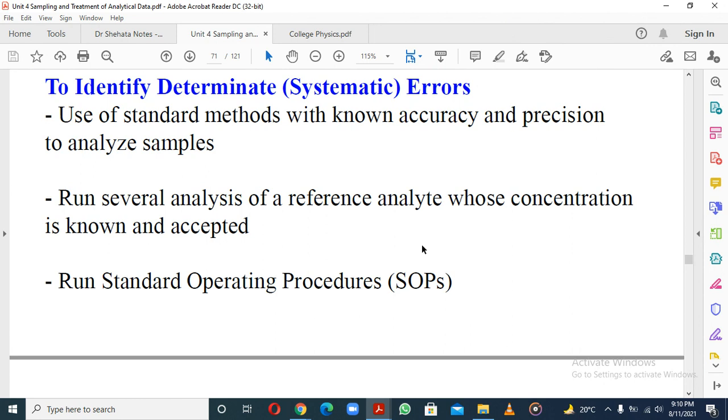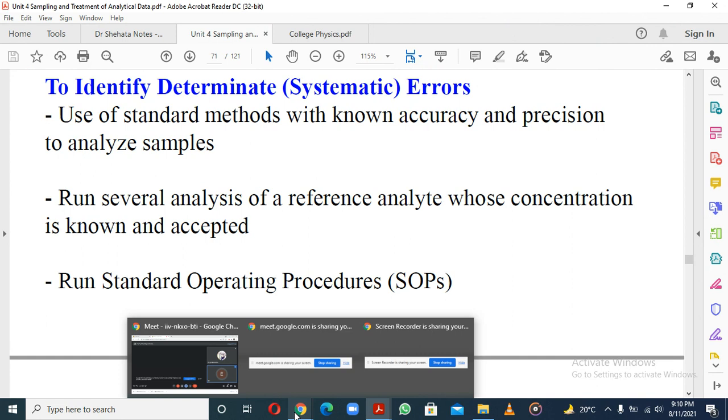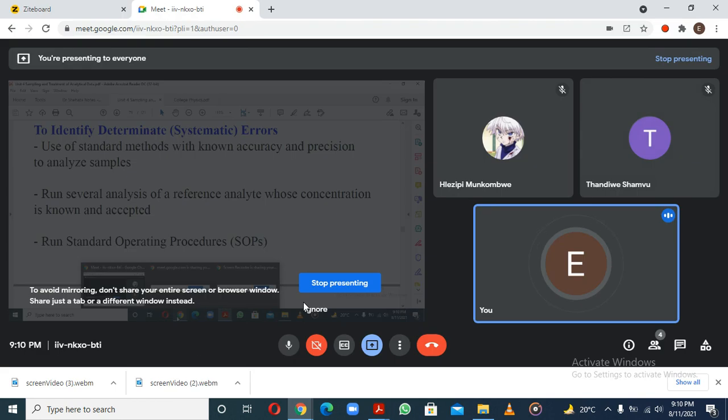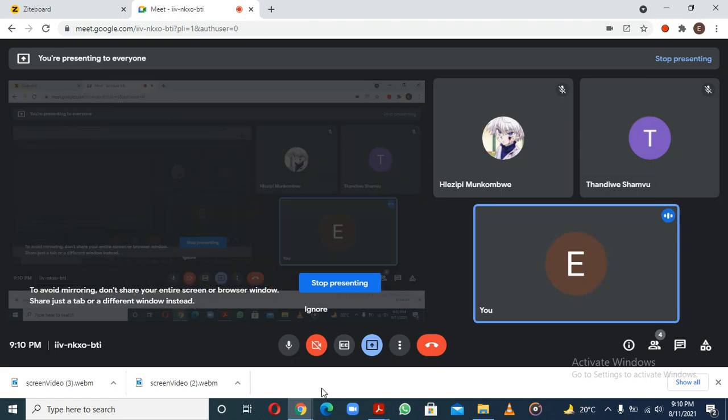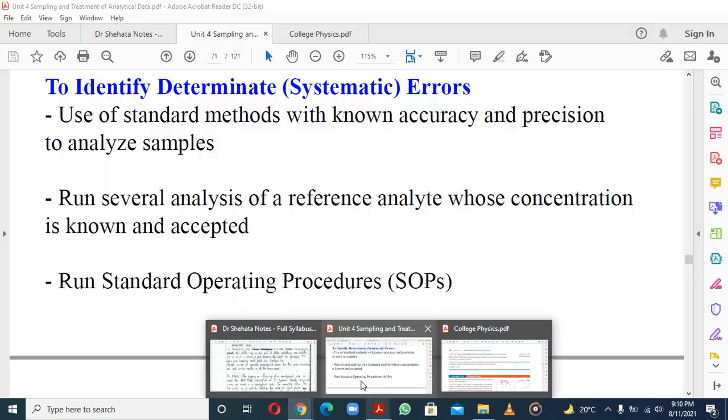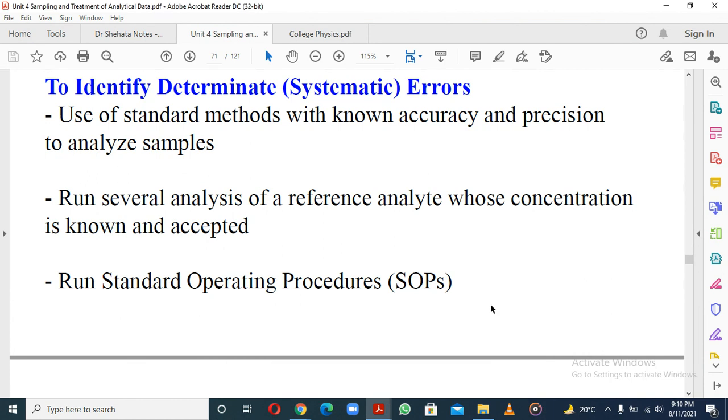You always want to use methods which are standardized. That's why you use things like back titration, forward titration, and all those things. And the reason you are doing all those things is because those are proven methods of analysis, isn't it?